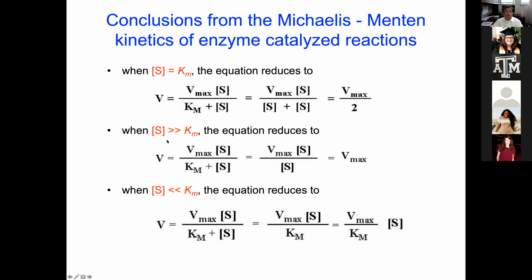For example, under this condition, you have a substrate concentration which is 5,000 times Km. So if substrate is 5,000 Km, then Km plus S is only 5,001, and you can easily assume that it equals 5,000. So that's how it works. And then the substrate concentration cancels out, and you have a velocity almost equal to Vmax.